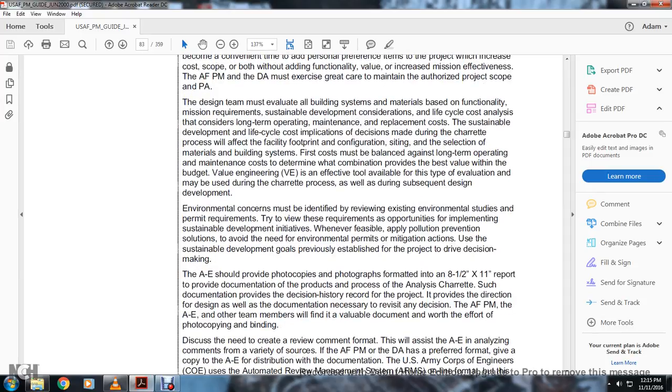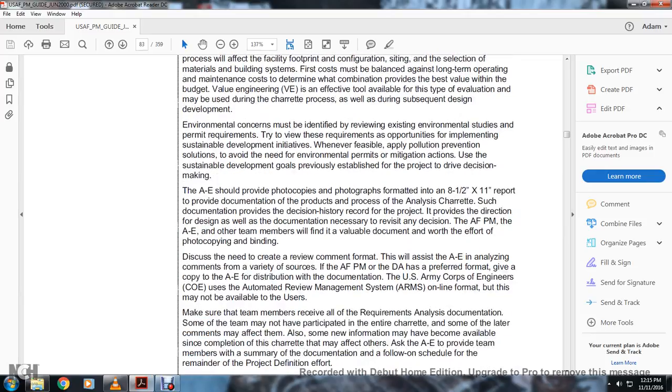Environmental concerns may be identified by reviewing the existing environmental study to determine the requirements, and to evaluate opportunities for implementing sustainable development initiatives. Whenever feasible, apply pollution prevention solutions to avoid the need for environmental mitigation actions. Use the sustainable development plans previously established for the project to drive the decision making.